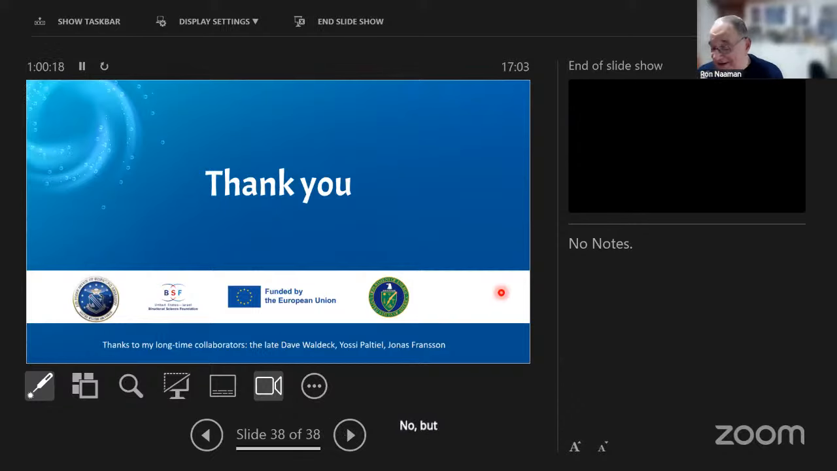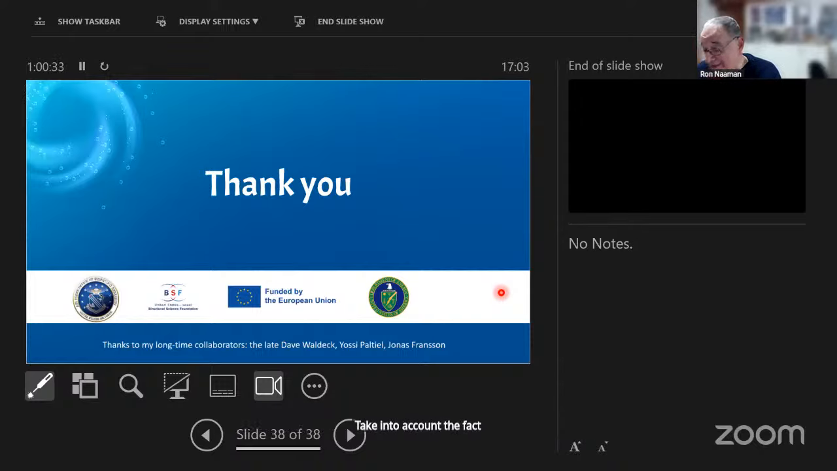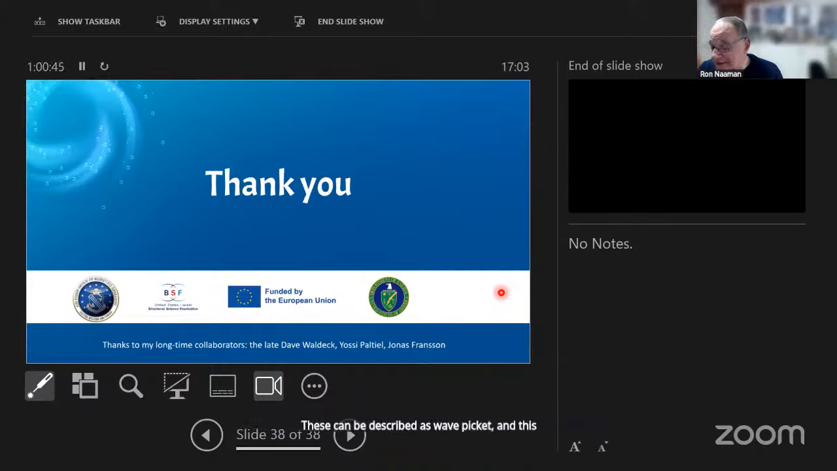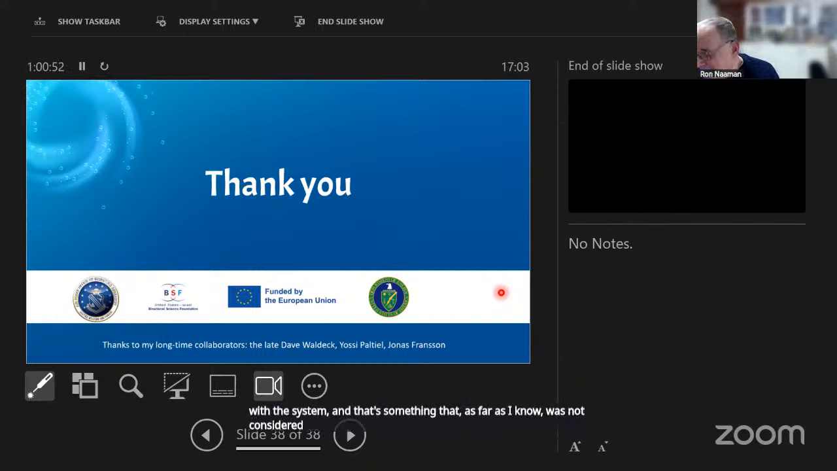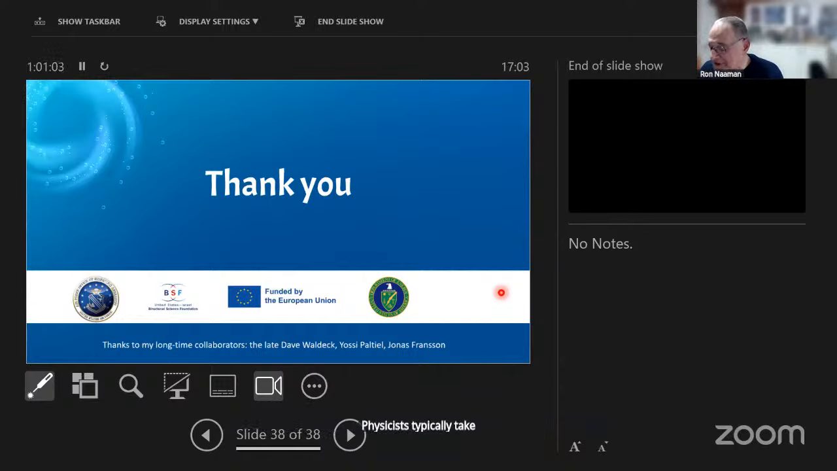No, but okay, only a comment. One has to be careful. First of all, when one tries to compare to electron transfer in microscopic systems, one has to take into account the fact that the path is not a straight path. That's very important. The electron can be described as a wave packet, and this wave packet interacts with the system. And that's something that, as far as I know, was not considered typically in the case of conduction in microscopic systems. Now, the only way that physicists typically take the curvature into account is by Berry phase. And in molecules, typically it's not done.